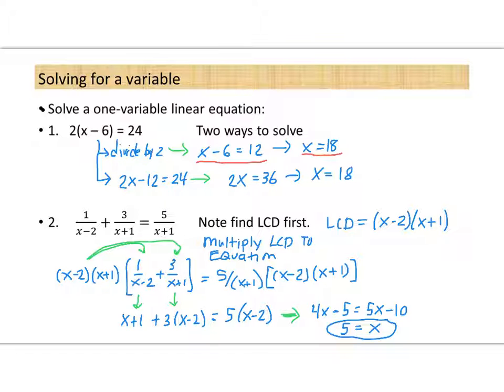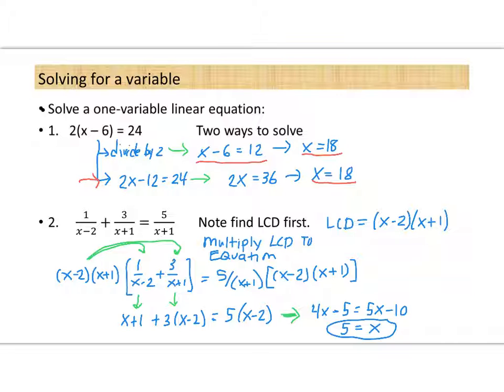Or I could actually distribute the 2, and when I do that I get 2x minus 12 is equal to 24. I add 12 to both sides of the equation. I get 2x is equal to 36, and I divide both sides by 2 and I again get x is equal to 18. So both approaches work in this particular case.